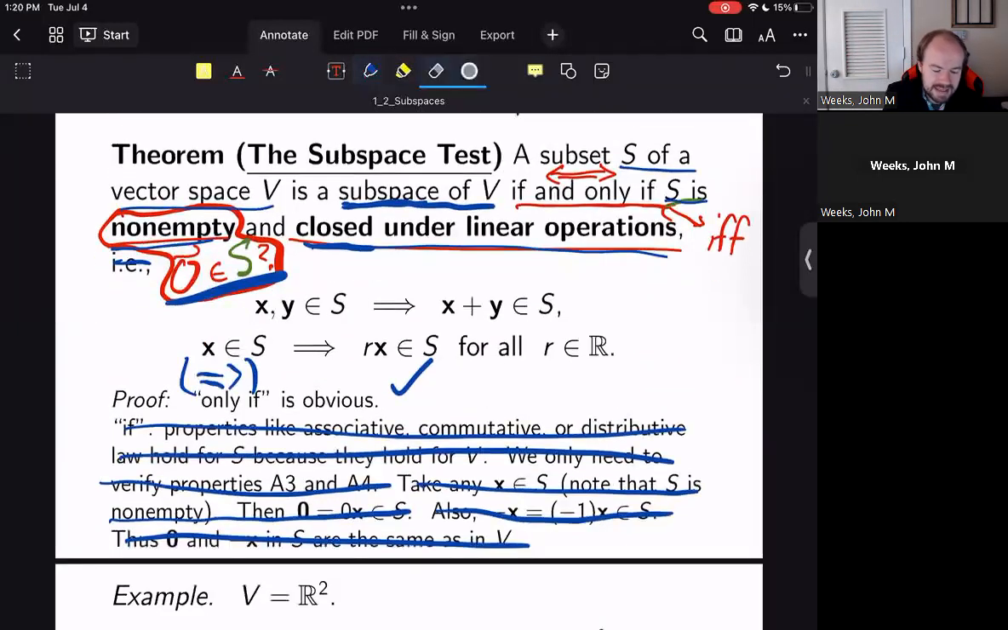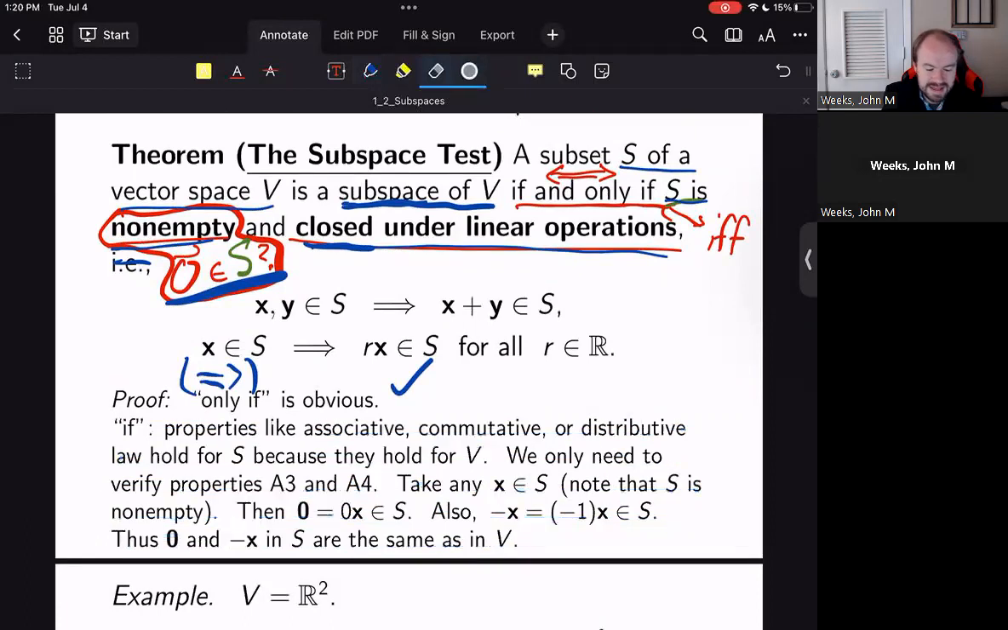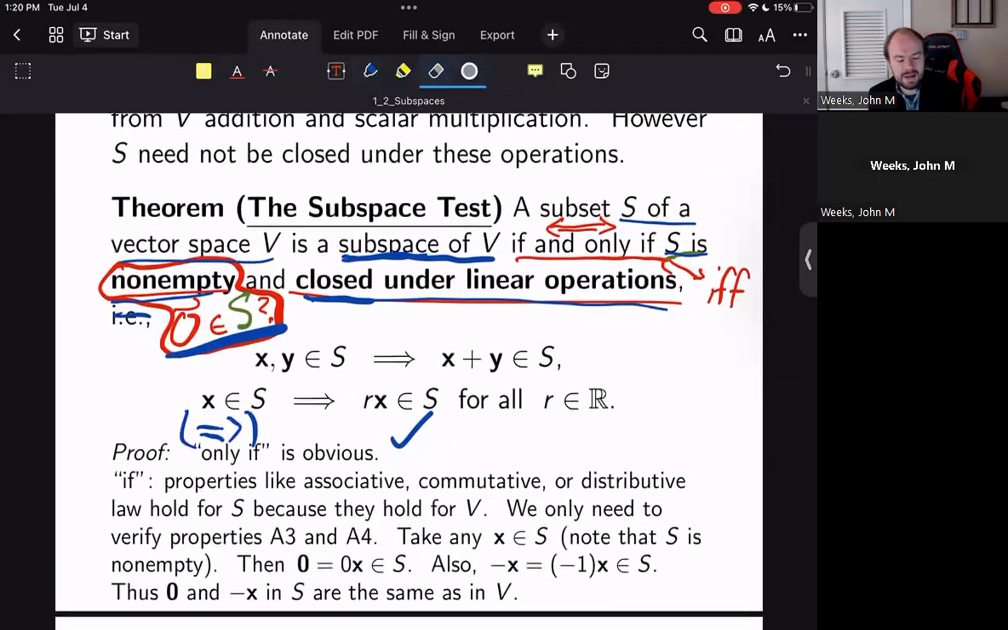Now, "if" is the interesting one. "If" is the one that says we can go from a subset that is non-empty and closed under linear operations and end up at something that is actually a vector space in its own right. Well, how do you show something's a vector space? We had to do that a lot in the last video, right? That was the one where we had to show it satisfied A1 through A8, basically. Well, let's check to see which ones get satisfied.